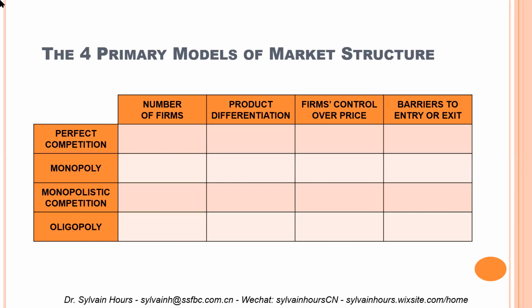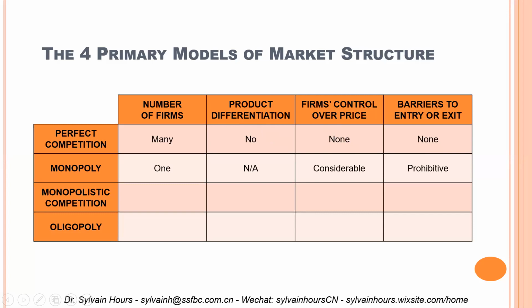Okay? So you have the 4 main characteristics of any market structure: number of firms, whether or not we have product differentiation, whether or not firms are price takers or price makers, and whether or not we have barriers to entry or exit. And then you have the 4 primary market structures, and you can use that to summarize or to introduce them. So in perfect competition, many businesses, they all sell the same product, they are all price takers, and there are no barriers to entry or exit.